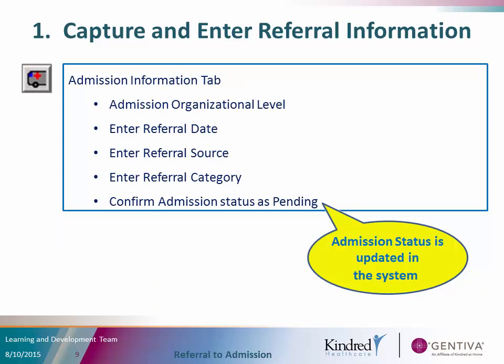Moving to the information area, the admission coordinator will confirm that the admission organization level is correct, enter the referral date, the referral source, and the referral category. Next, he or she will confirm that the admission status displays as pending on the next tab.